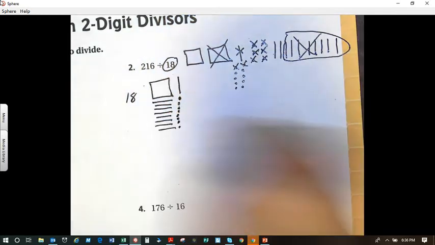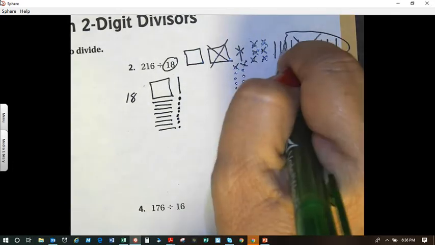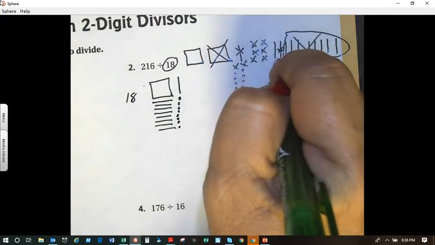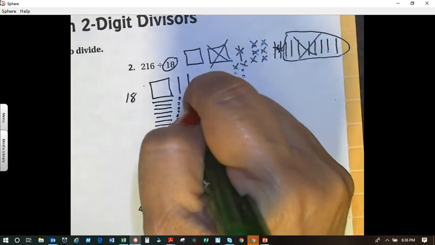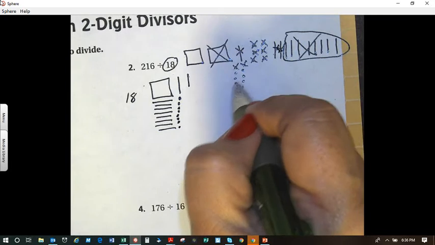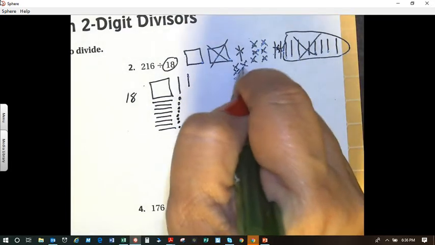So I'm done with that. Done with this one here. And now I have this last one that's left. So I'm going to pull this one out, put it over here. And I have 2, 4, 6, 8 that's left. So I'm going to cross these out.